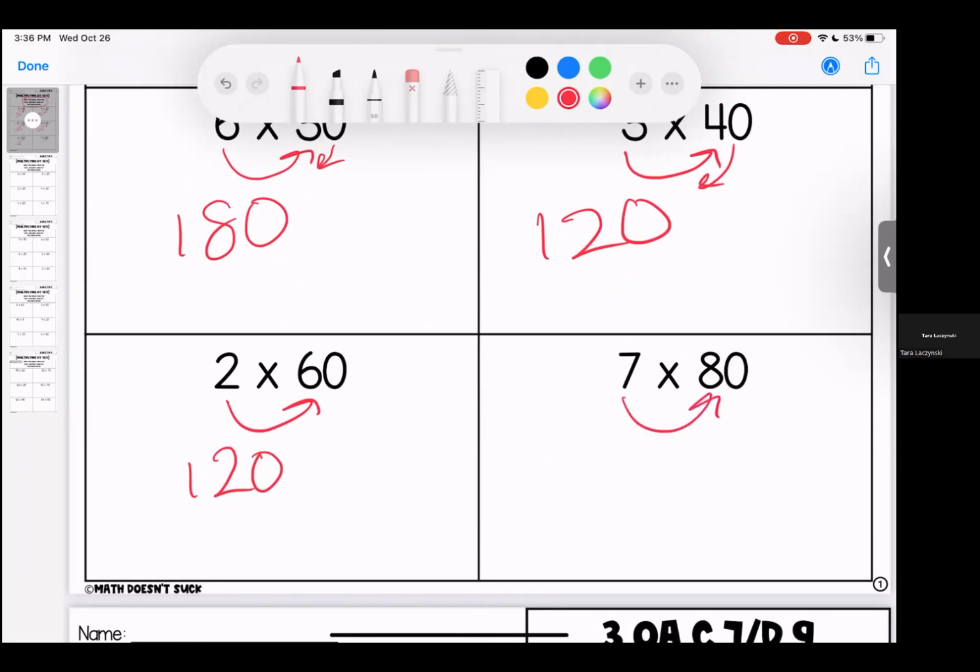7 times 8, sticky, 56. Bring our zero. So 7 times 80 is 560. Remember, even though we're doing 7 times 8, it's really 7 times 8 tens, and that's why we get to bring our zero with us. If we have any questions on these, please bring them to class.